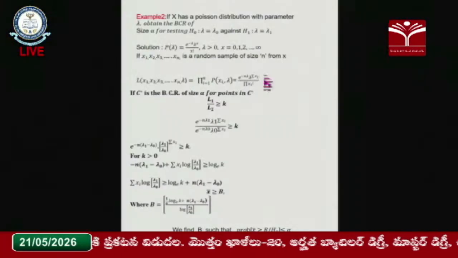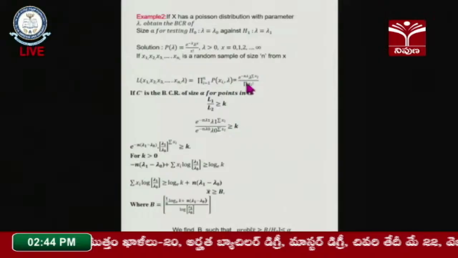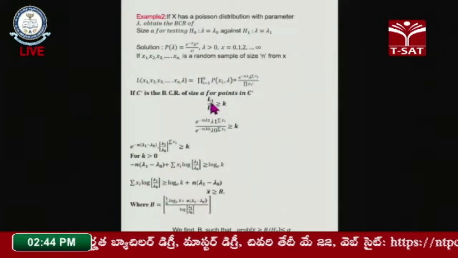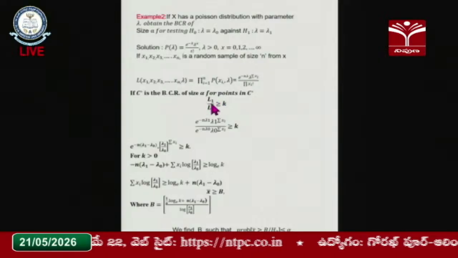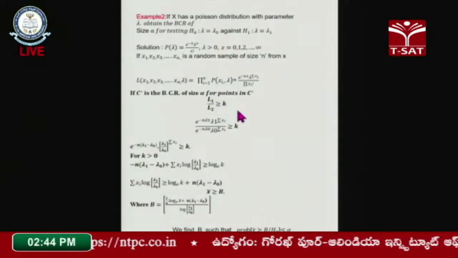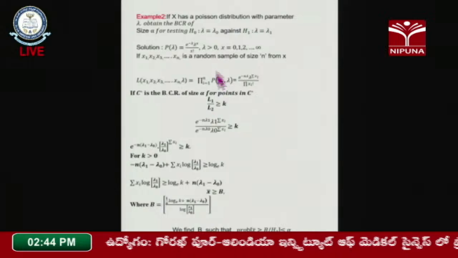First of all, find the likelihood function. We know the formula: the likelihood is the product over i equal to 1 to n, because here the samples x1, x2, and so on up to xn are given, a random sample drawn of the corresponding sample size. Then e to the power minus lambda, lambda to the power x, by x factorial. Then apply the formula: L1 by L0 greater than or equal to k. We already know L1 based on H1, and L0 based on H0.